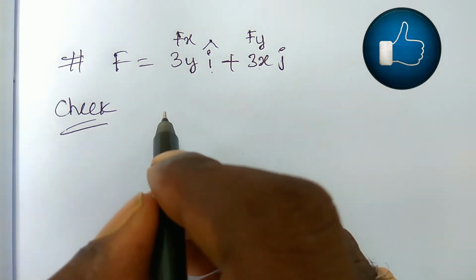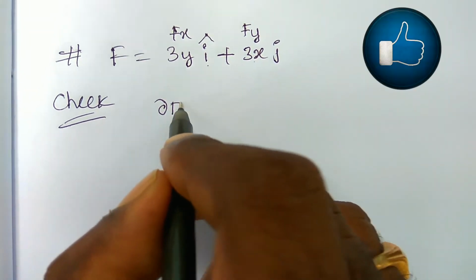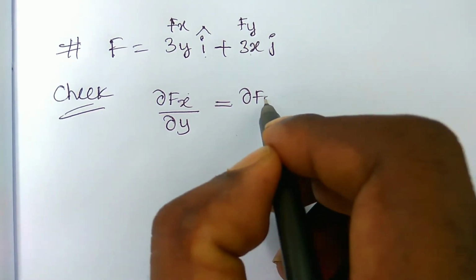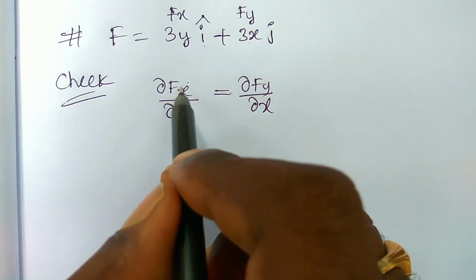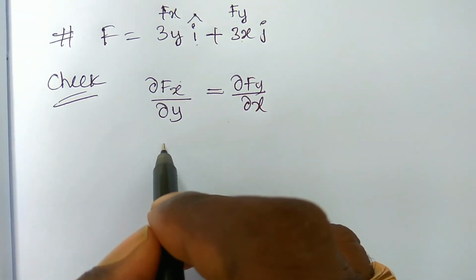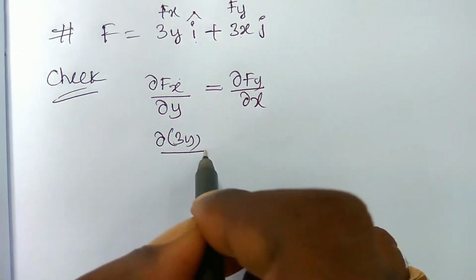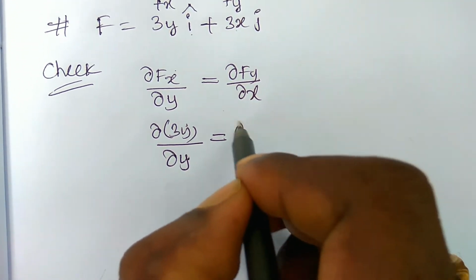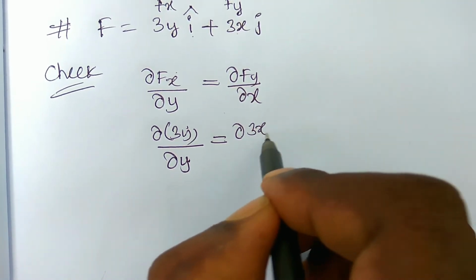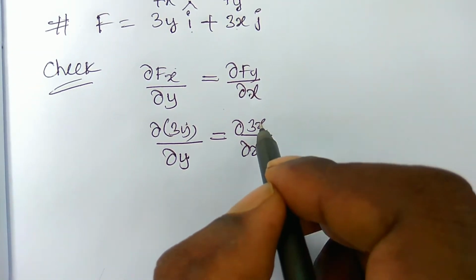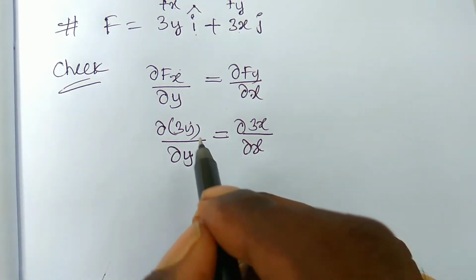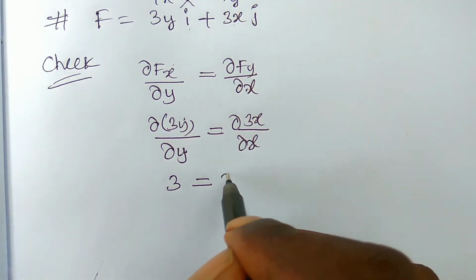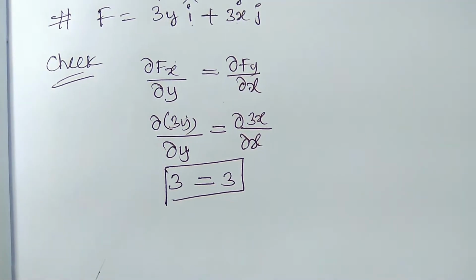Right, let us take the first condition, that is ∂Fx/∂y equals ∂Fy/∂x. What is Fx here? Fx is nothing but 3y, so ∂(3y)/∂y. Here the y factor we can differentiate easily, and for Fy, which is 3x, ∂(3x)/∂x, the x factor we can differentiate very easily. So the differentiation gives 3, and here also we get 3. Okay, this is condition 1.